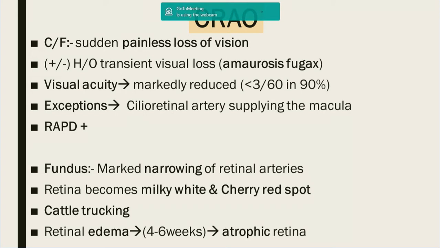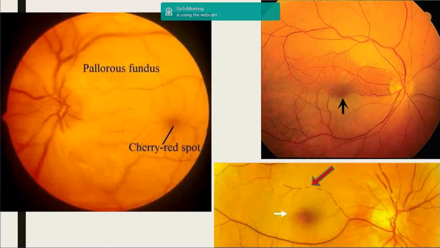Like I said, visual acuity is markedly reduced. If the cilio-retinal artery is present and supplying the macula, it might be spared and the patient might not have complaints of visual acuity, but other features of central retinal artery occlusion might be present. A relative afferent pupillary defect is present in these cases. The fundus will show narrowing of the retinal arteries, milky white retina and cherry red spot. I will explain why there is milky white retina and cherry red spot. There is also cattle tracking of the vessel, and retinal edema might be present in the acute stages. Later on, it goes into atrophic retina.